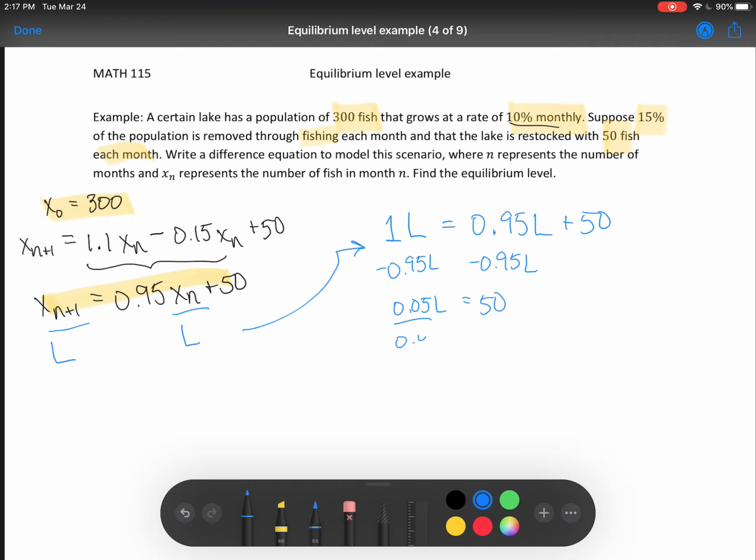To get L by itself, we divide by 0.05. Right, and then those go away. And then we have L is equal to 50 divided by, whoops, that's not right at all. 50 divided by 0.05 is 1,000 fish. So what does that mean? In the long term, many months in the future, the fish population will level out to be 1,000 fish.